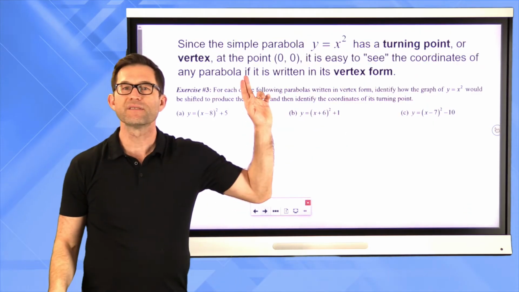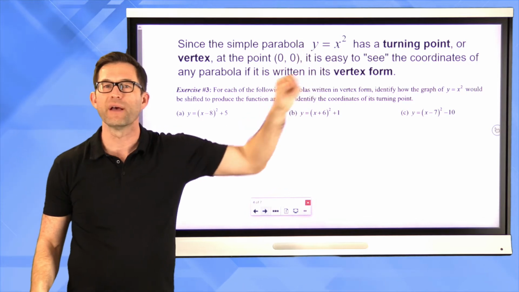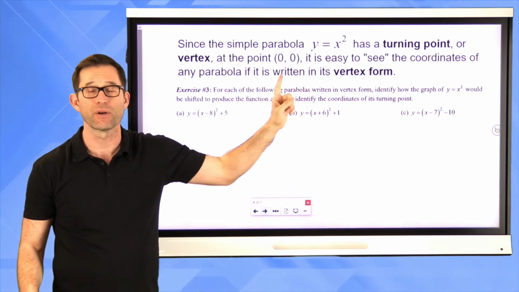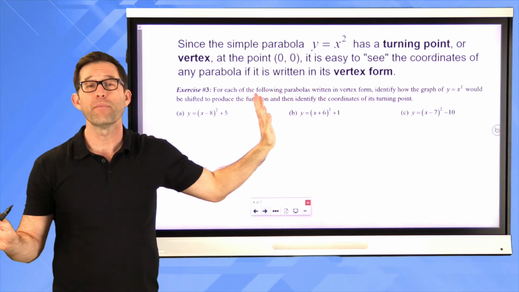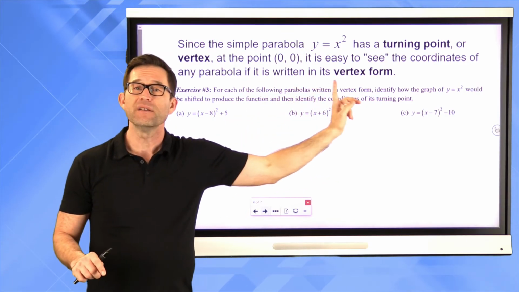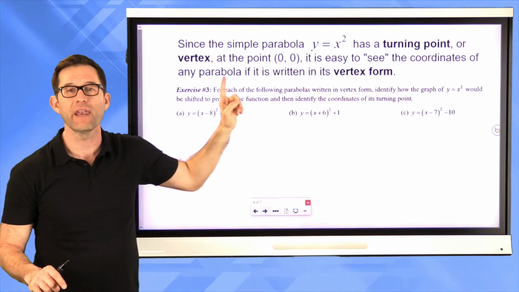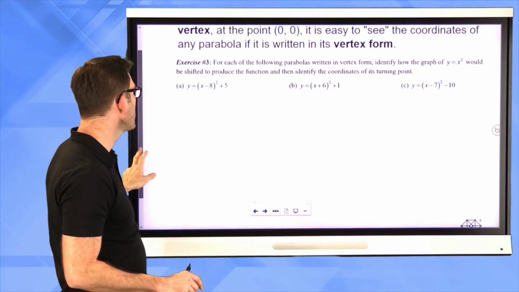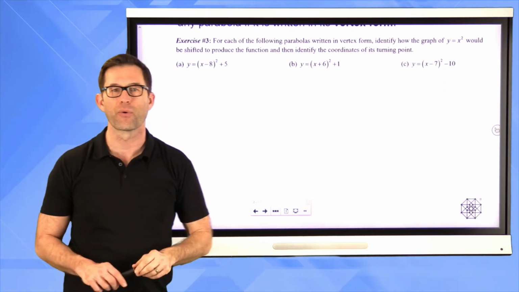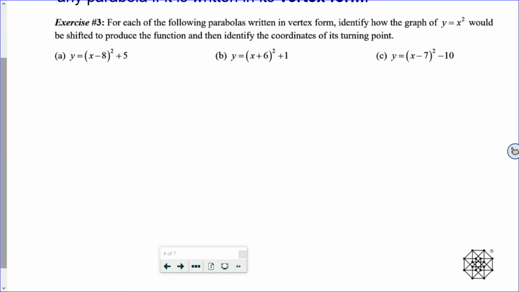Well, since the simple parabola y equals x squared has a turning point or a vertex at 0, 0, that's really the key. If this thing didn't have a turning point at 0, 0, way bigger headaches, okay? But since it does, it's easy to see the coordinates of any parabola if it's written in its vertex form. And let's see what I mean by that in exercise number 3. For each of the following parabolas written in vertex form, identify how the graph of y equals x squared would be shifted to produce the function, and then the coordinates of its turning point.